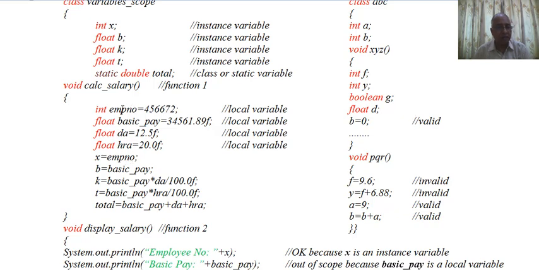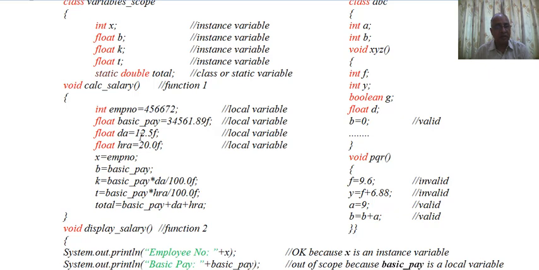The emp number which is declared in the calc salary has been transferred to x, which is an instance variable. b is equal to basic pay. Now again, basic pay is a local variable. The value of basic pay has been transferred to b, which is again an instance variable. Now k is equal to basic pay into DA upon 100. That is the percentage to be calculated for the basic pay.